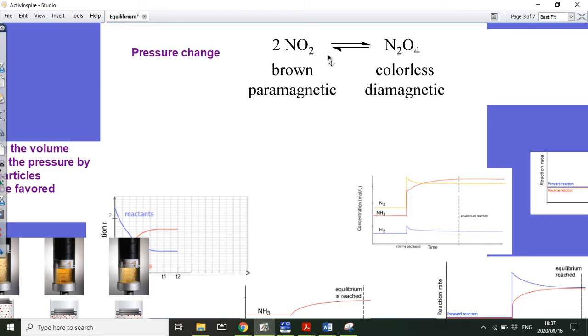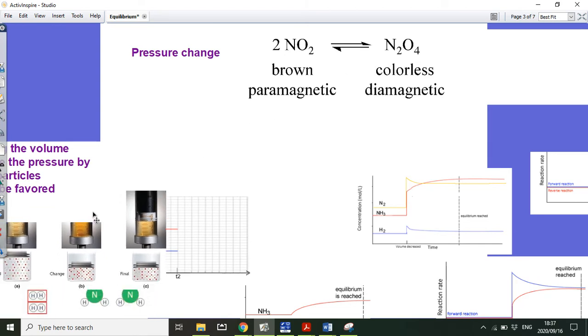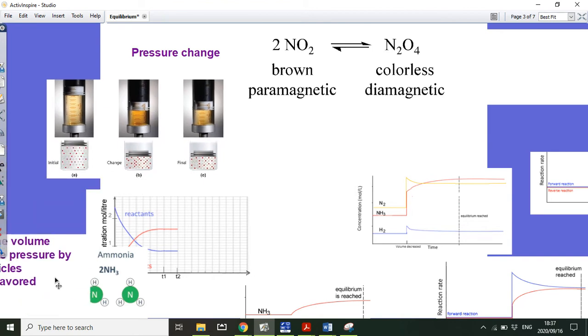if I'm going to increase the pressure, what causes pressure? You need to realize that pressure is caused by particles of gas colliding. So when we're talking about pressure, we only talk about gas particles. So please go and highlight the gas particles if you get a question like this. These are brown, these are colorless. Now I go and compress this gas. So here I go.